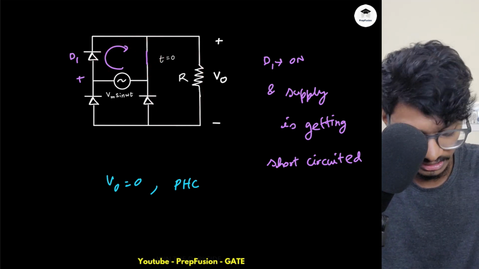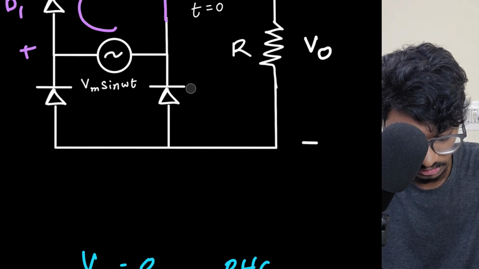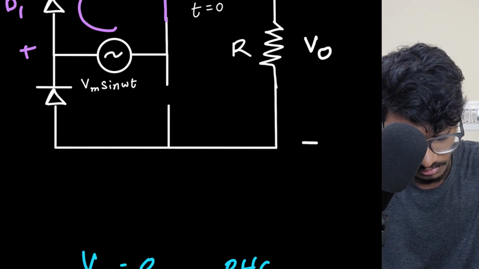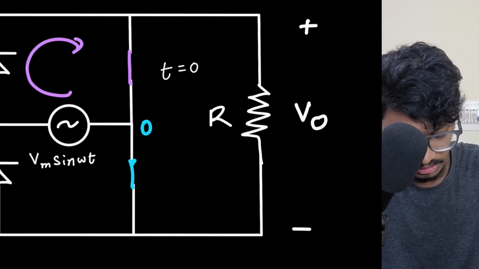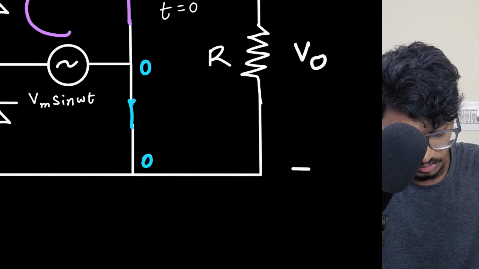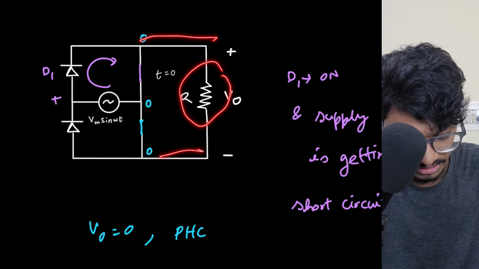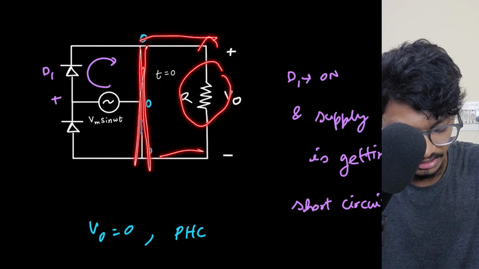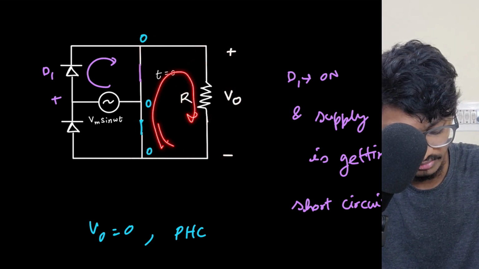Like if I draw this circuit, even if I turn this diode on, what will happen here? If I name this node as O, this node is O, this is O, and this is O. So what is happening? This R is connected between O and O, and this is totally short circuited. So this R is totally short circuited. This is irrelevant. So if I apply a KVL over here, what is the KVL?